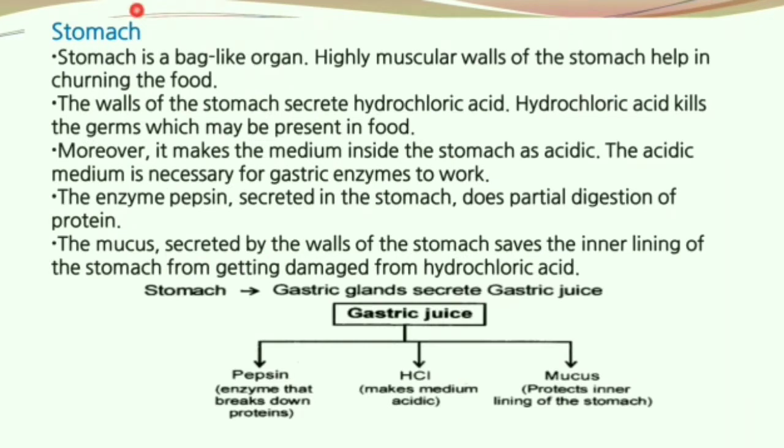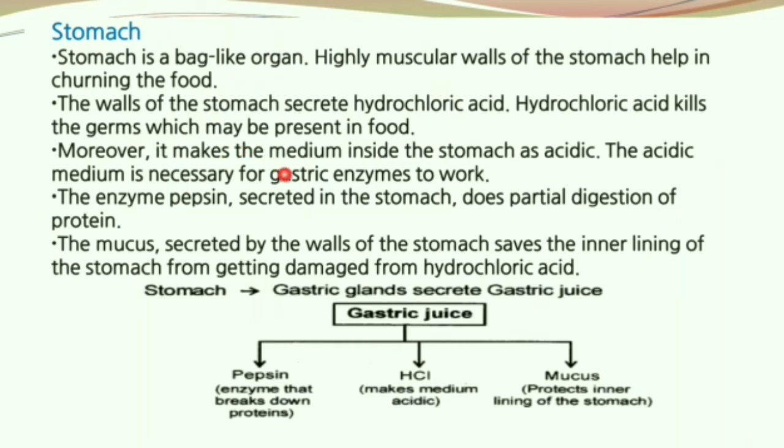Now let's talk about the stomach. The stomach is a bag-like organ. The highly muscular walls of the stomach help in churning the food. The walls of the stomach secrete hydrochloric acid. Hydrochloric acid kills the germs which may be present in the food.